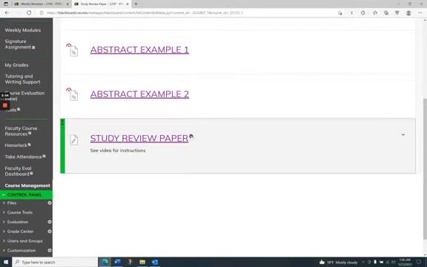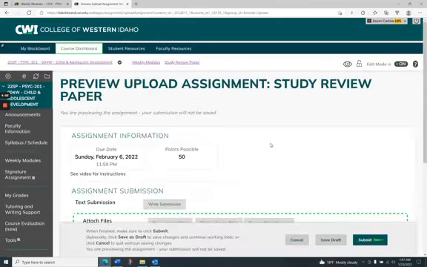The study review paper is here, and it is due, as is also on your syllabus, Sunday, February 6th. So you have a bit of time to work on this. But as you'll see in the video instructions, you need pre-approval of the article you're going to use for the study review paper. So I would recommend searching for an article and sending me the email about that for pre-approval as soon as you can.